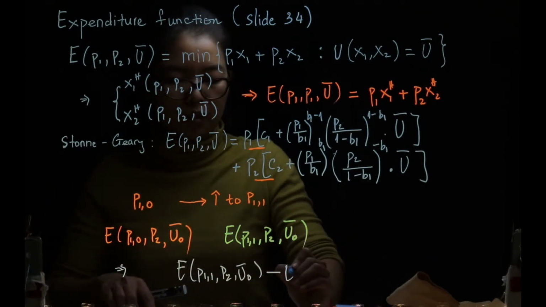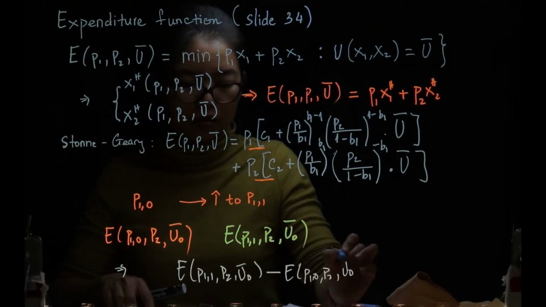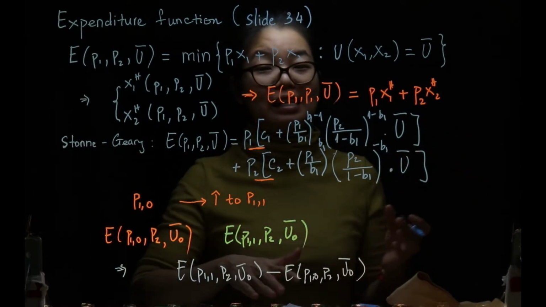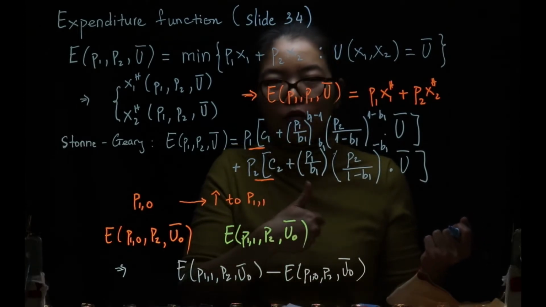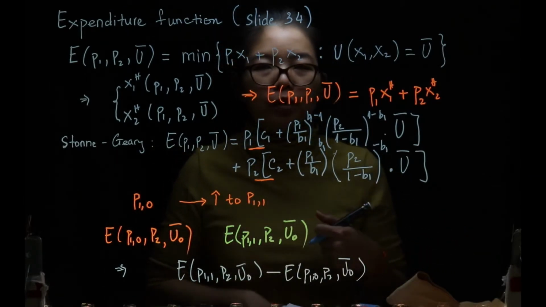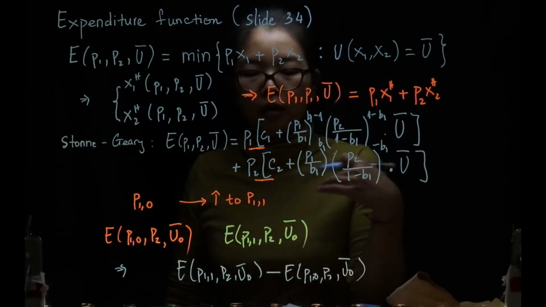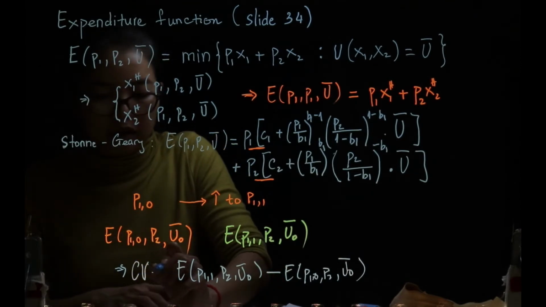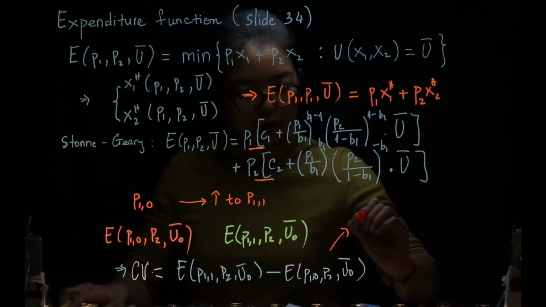minus E(P1,0, P2, U0 bar), right? So assume the government realized that banana is very important for our health and they want to maintain your level of well-being as before. Then what would they do? They have to give you some extra amount to cover the extra expenditure that you have to spend on the price increase of banana, right? And this is the difference in the two expenditure amounts before and after the price change. And it has a name, actually, I would write it there, which is compensating variation.